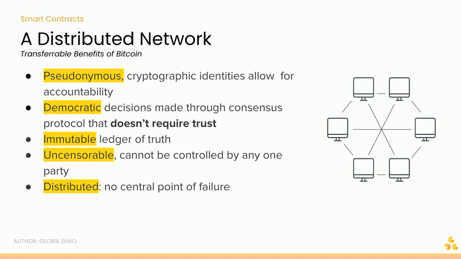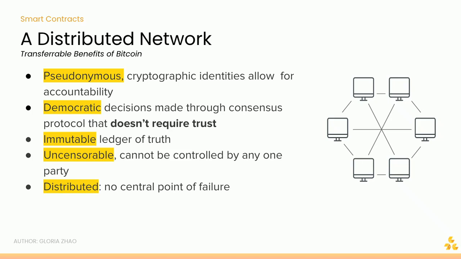Some of the aspects are pseudonymous. So there's cryptographic identities that allow for accountability, which is the first thing on the side of cryptographic identities. There's also the democratic decision-making that's made through a consensus protocol that doesn't require trust. And notice how we didn't say just proof of work here, because last lecture we went over plenty of different consensus protocols. Proof of work, proof of stake, proof of storage, proof of reputation. There were just so many different types. So this is the sort of transferable benefit.